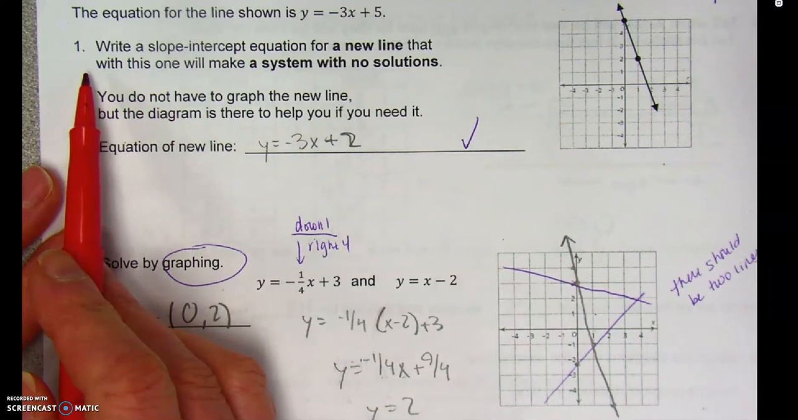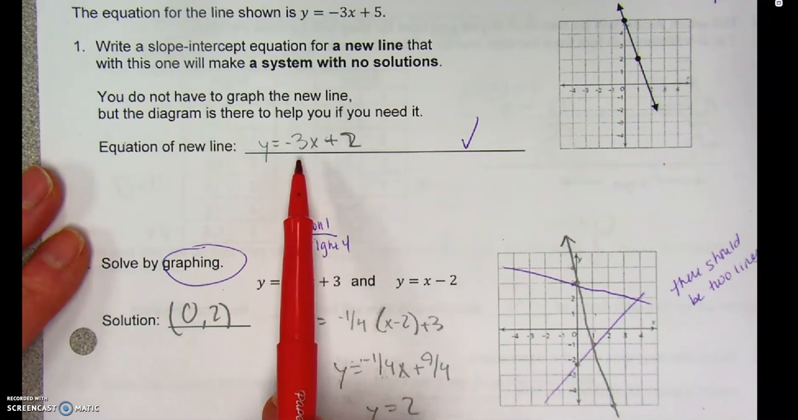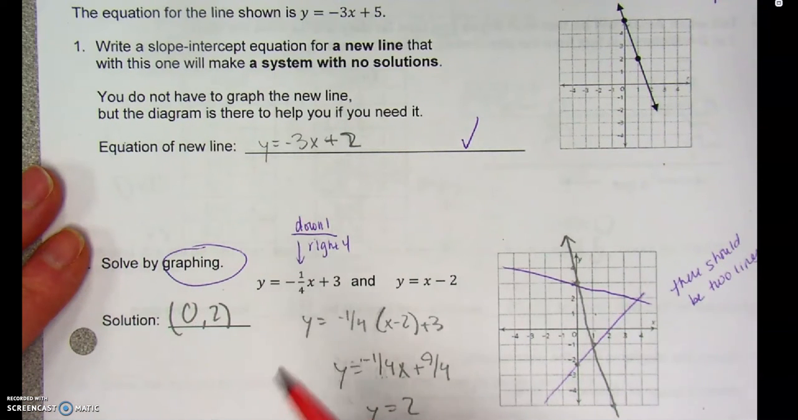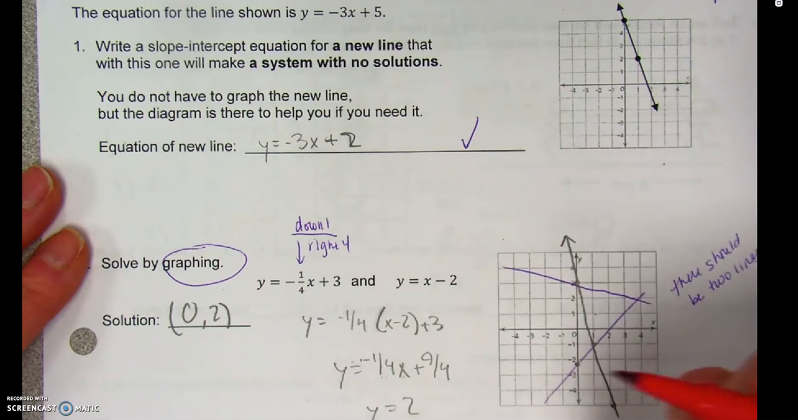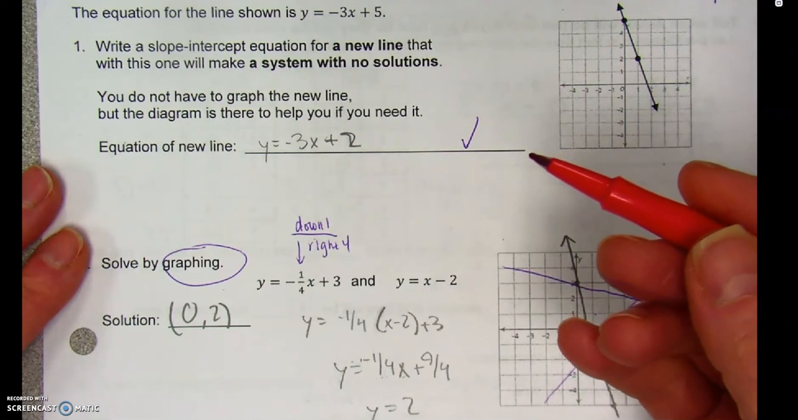So you can see for number 1, this person had to write the equation of a new line. He answered correctly, and therefore there is 1 check mark here because this question is worth 1 point.